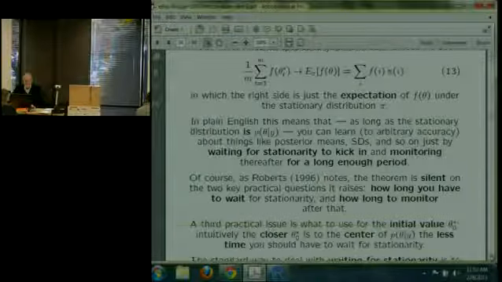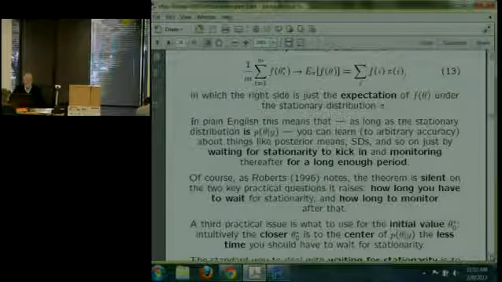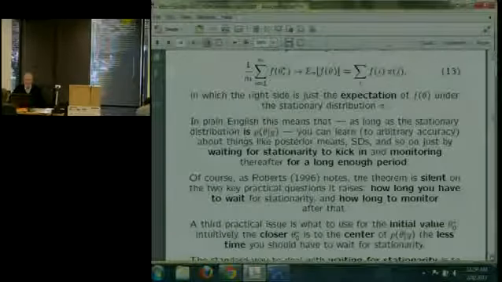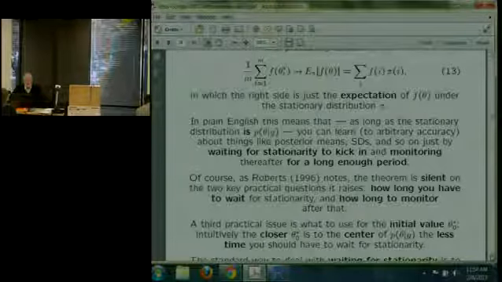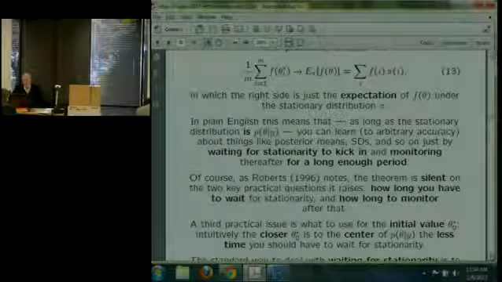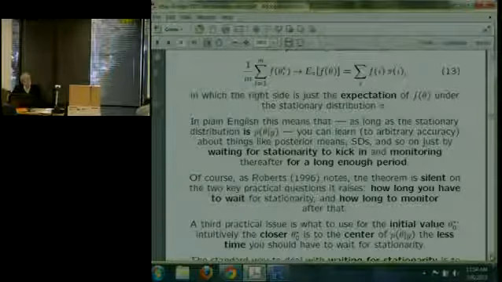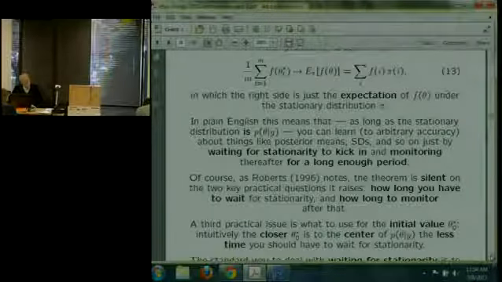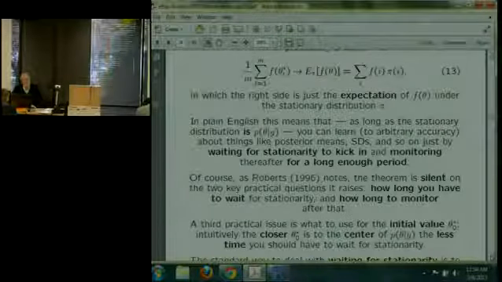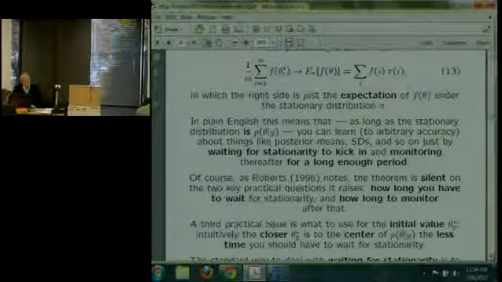And a third practical issue, of course, is what to use for the initial values. You have to start the chain somewhere. Intuitively, the closer the starting value is to the center of the posterior, the less time you should have to wait for stationarity. But that's a little circular, isn't it? Because if you don't know the posterior, you won't know where its center is. And so how do you know where to start the chain?